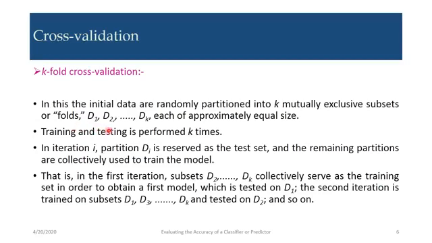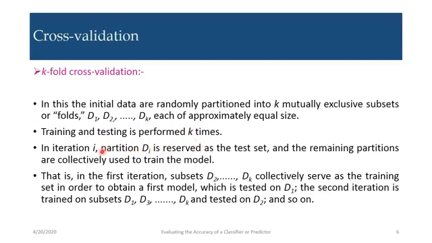Suppose D1, D2, up to Dk are the partitions of the data set, and each is of approximately equal size. So while dividing the data, we have to make sure that the partitions contain an equal number of tuples. Here training and testing is performed k times. As we have k partitions, training and testing can be performed k number of times.